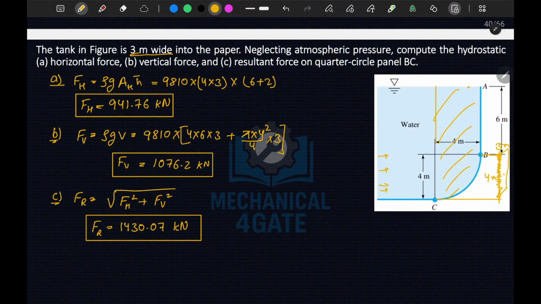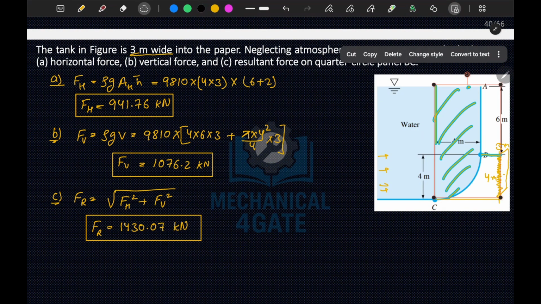So these are the asked questions. There are 3 parts, and we have solved these 3 parts. Now again, if you have to calculate the location where this force will be acting, the resultant force and the horizontal and vertical force, where will they be acting?